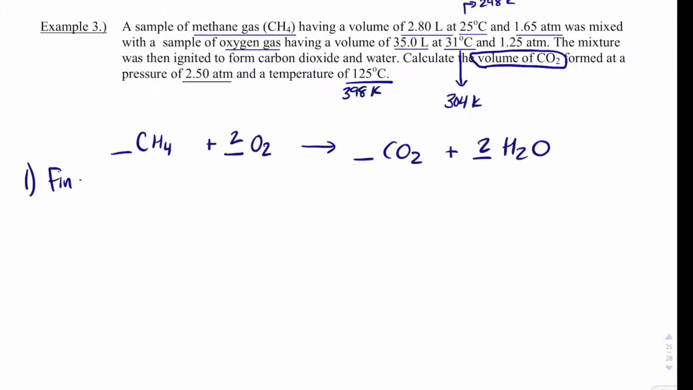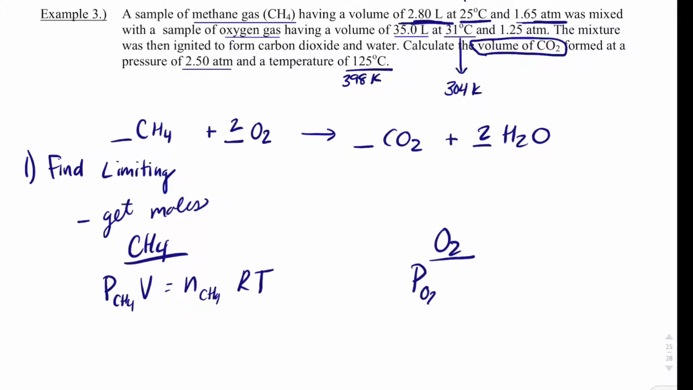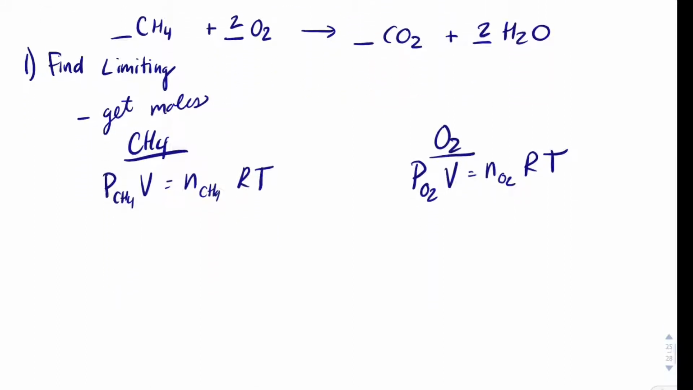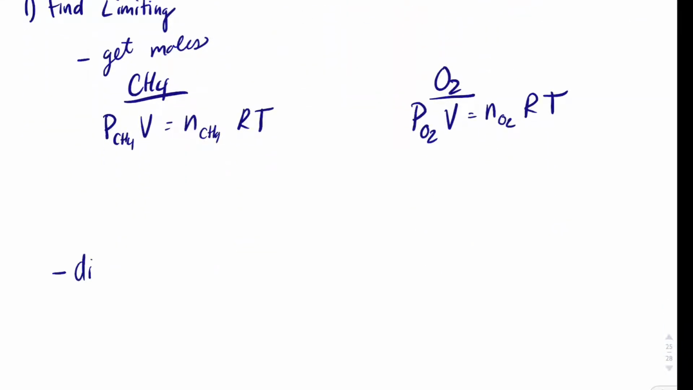So the first step I'm going to do is find the limiting reagent, and that's going to be get moles first. There's lots of ways to get moles, but in this unit, when I'm given the liters, the temperature, and the pressure, that needs to be PV equals nRT. So let's look at this. The pressure of CH4 times the volume equals the moles of CH4 times RT. Then the pressure of O2 times the volume equals the moles of O2 times RT. I'm going to get moles, and I'll solve that out, and then I'm going to divide by coefficient.